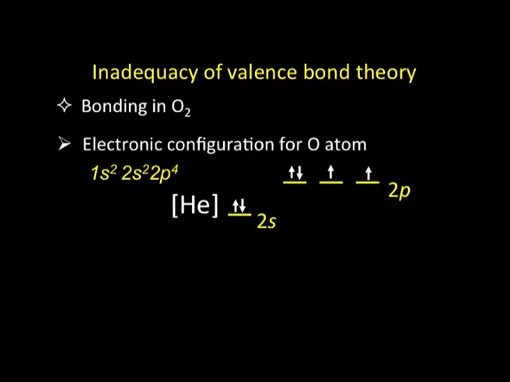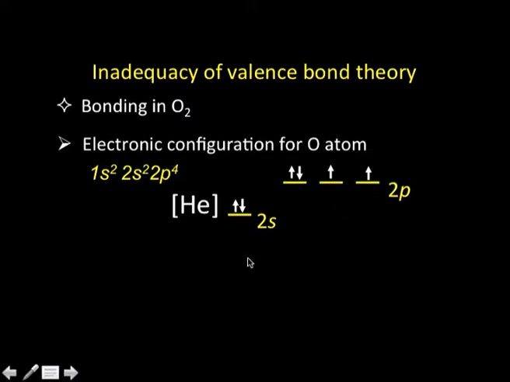Now, let us go further and see in what way valence bond theory is inadequate, and that we try to establish with the help of an example of bonding in the case of the oxygen molecule. We know that the electronic configuration of oxygen atom is 1s2, 2s2, 2p4. That is how we represent that. This helium core represents the 1s2, and then we have 2 electrons in the 2s orbital, and then there are 4 electrons in the 2p orbital there.